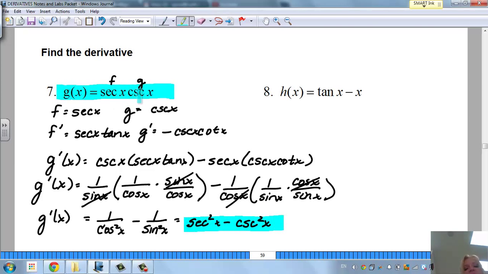So this kind of, you're back into what you had before. So I had secant times cosecant. Well, this is what the derivative would be. So this middle step kind of helps do that.